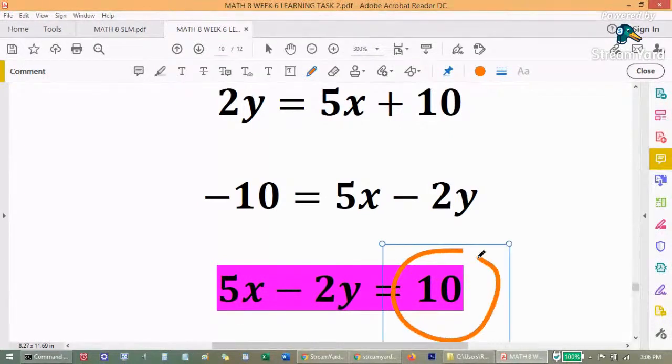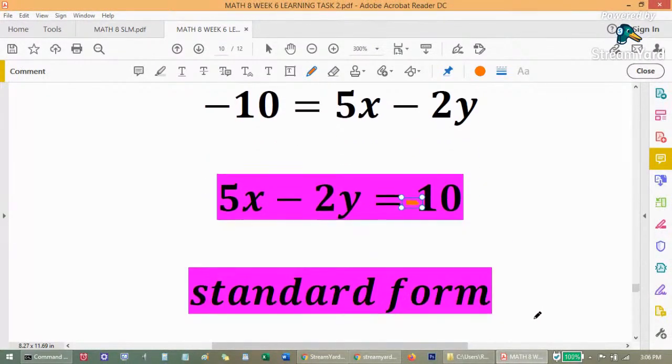So this should be negative. We have a correction, okay? Negative 10. That's the standard form.